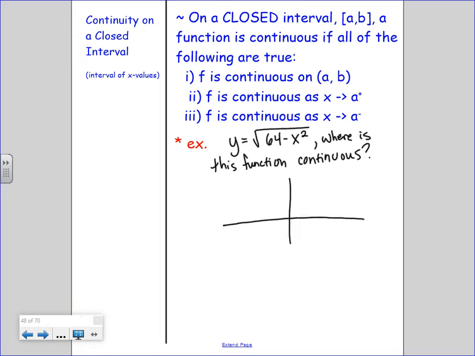But if we were to rearrange this problem just a little bit, square both sides, y squared, x squared, move it over, x squared plus y squared is 64. That sounds an awful lot like a circle. But since it's only the positive square root, this is a circle.